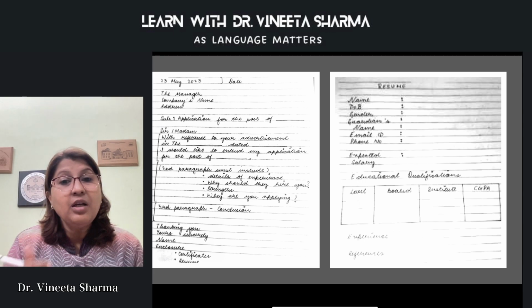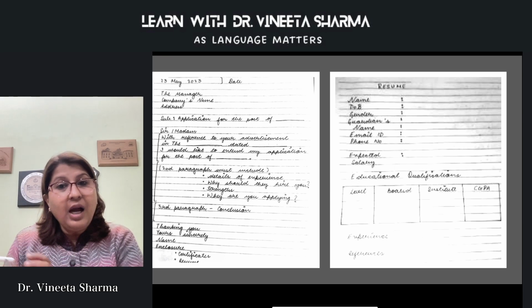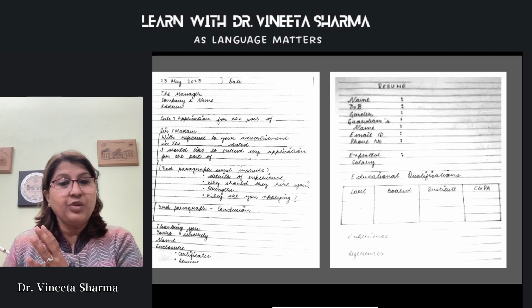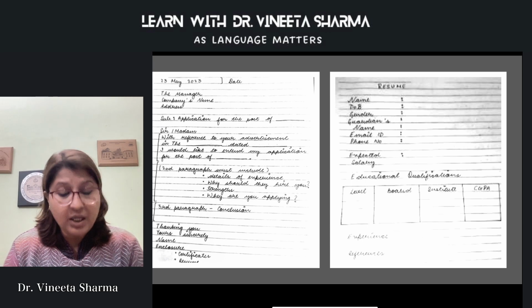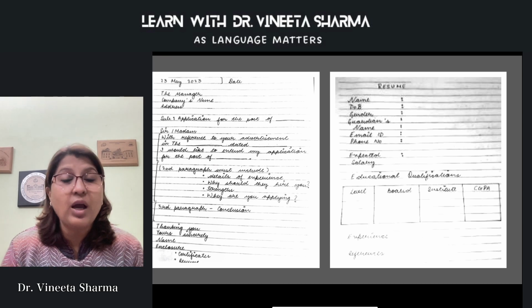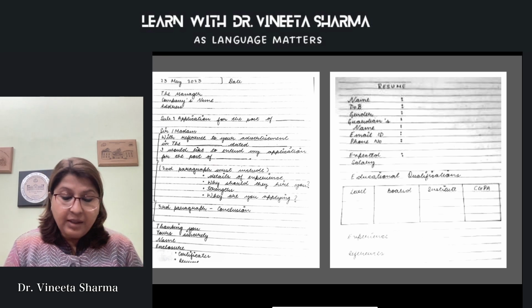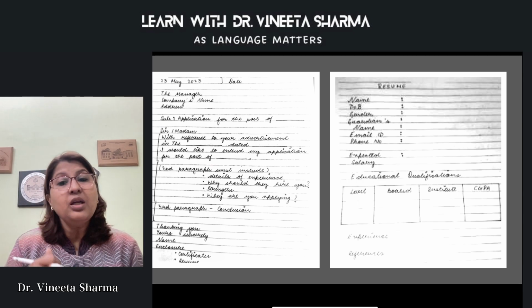For the first paragraph: with reference to your advertisement in this paper dated this, I would like to extend my application for the post of this. Or I would like to offer my candidature for the post of that. The second paragraph must include details of experience. Why should they hire you? What qualities you have? You need to give a personal statement about your qualities, your strengths, and why you are applying. And the third paragraph should be the conclusion only.